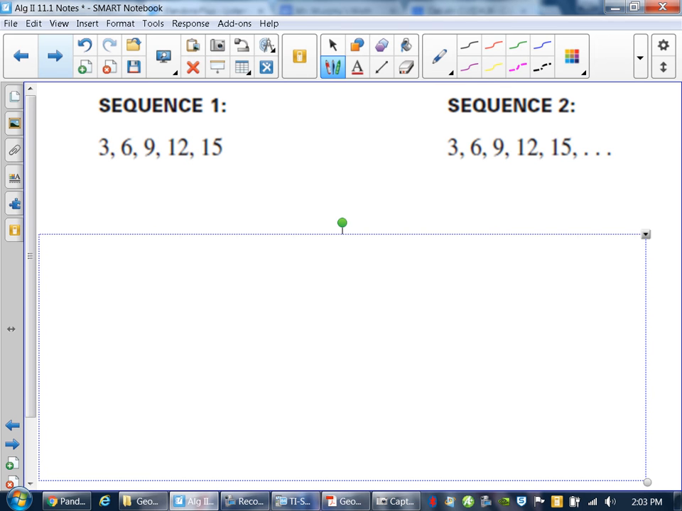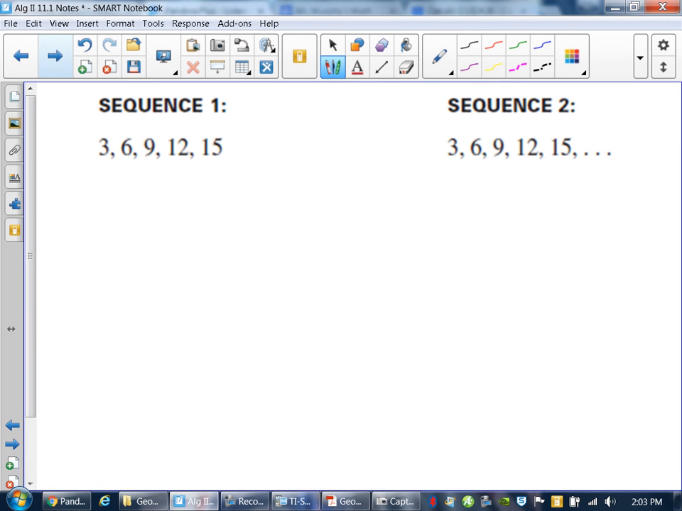So let's look at these two sets. I have two sequences written up here. One of them is 3, 6, 9, 12, 15. The other one is 3, 6, 9, 12, 15, dot, dot, dot. Exactly. So what happens here is that you have what are called finite and infinite sequences.